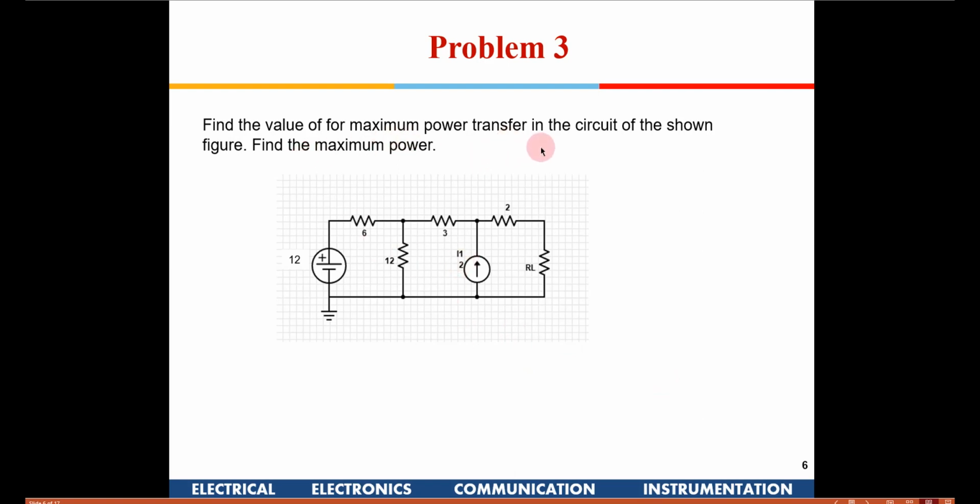Okay, now this is another question, the third question, where we are asked to find the value of the maximum power transfer in the circuit of the shown figure. So we have RL out here, this is the load resistance. We need to find out what will be the maximum power that will be transferred from this circuit to the RL, and what will be that value of RL for which the maximum power transfer would happen. Okay, so we learned the theorem that whenever RL is equal to the Thevenin resistance, that is the time where maximum power from this entire circuit will be transferred to RL.